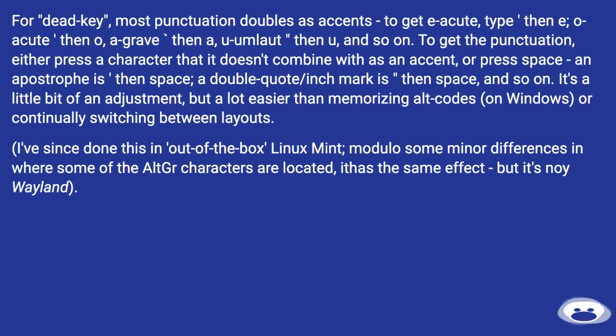For dead keys, most punctuation doubles as accents. To get E acute, type ' then E, O acute then ' then O, A grave then ` then A, U umlaut then " then U, and so on. To get the punctuation, either press a character that it doesn't combine with as an accent, or press space. An apostrophe is then ' space, a double quote or inch mark is then " space, and so on.